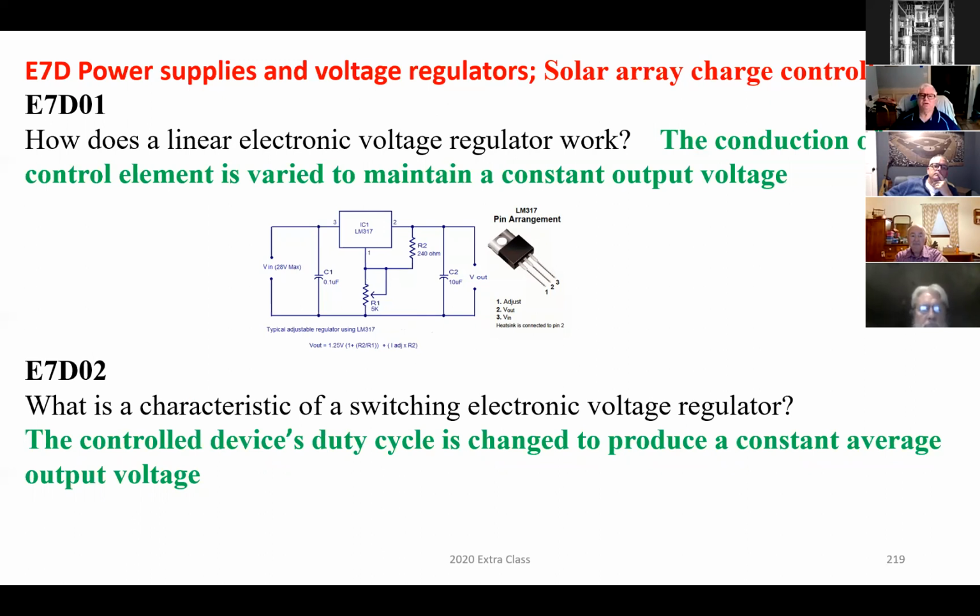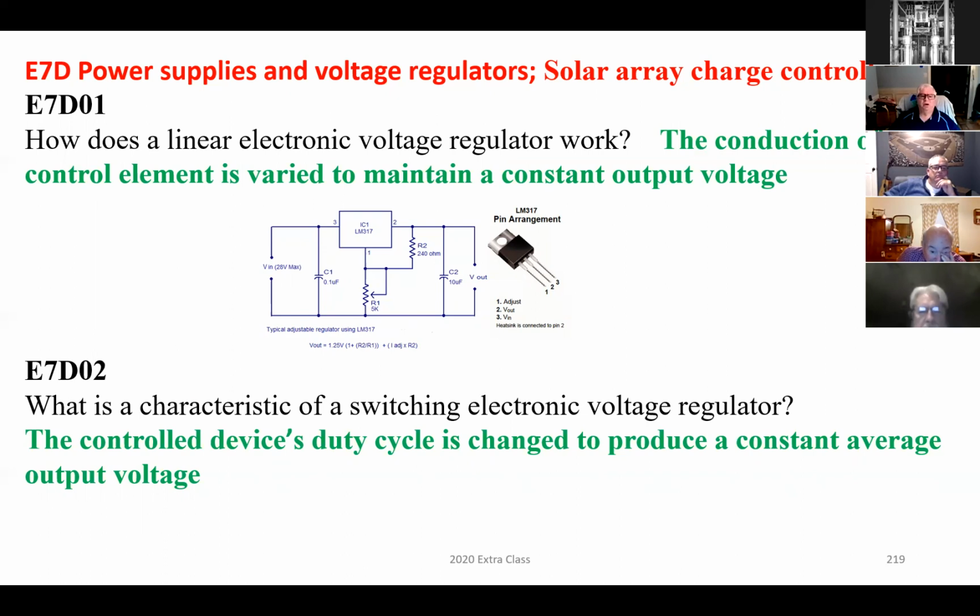And here again is a common circuit of how that's done. Usually you have a higher voltage going in. In this case, they're showing 28 volts max. And then by adjusting R1, you can control the actual voltage output.